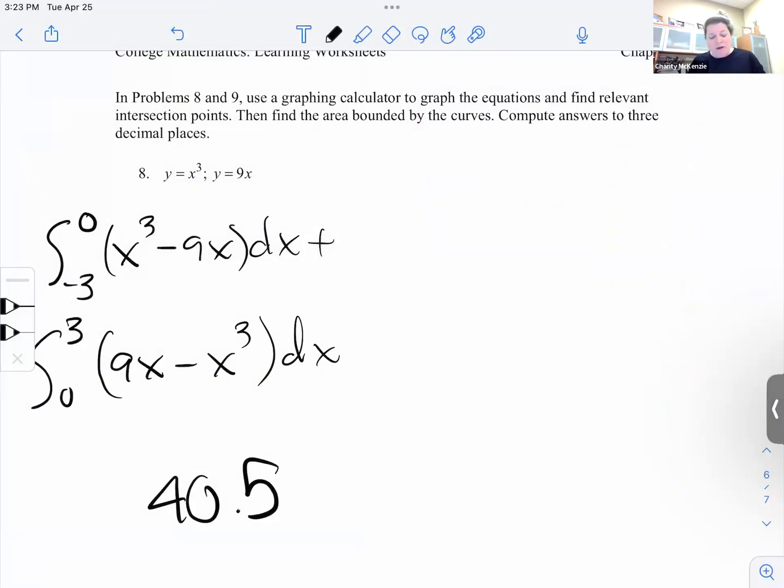Just be careful on the bounded that you find your x to x. Make sure your function's on top. You really have to start with the graph on these, okay? Very heavy graphing calculator section. All right, let me know if you have any questions. I'm here.